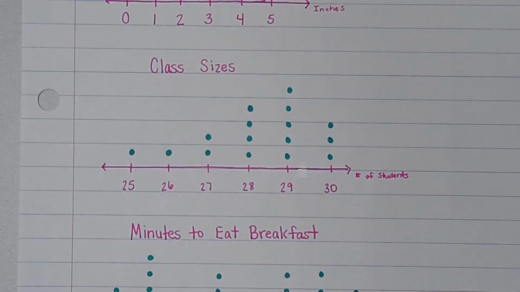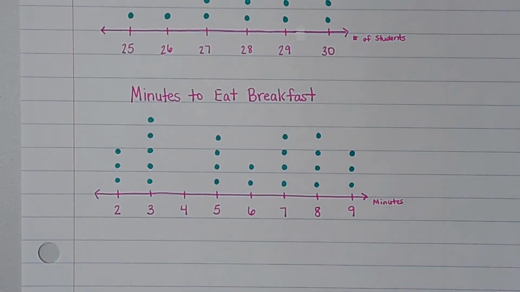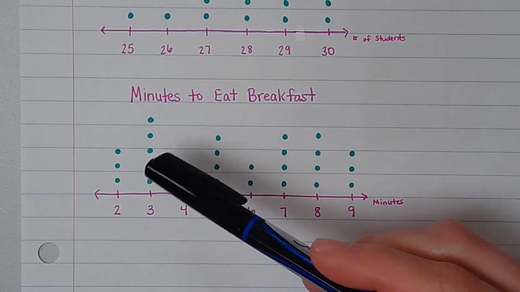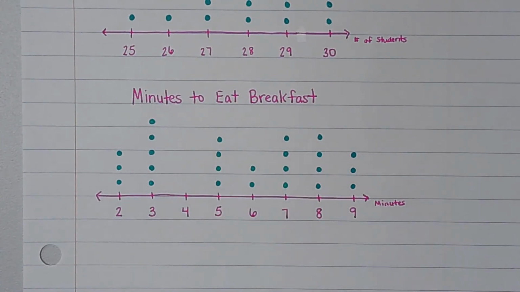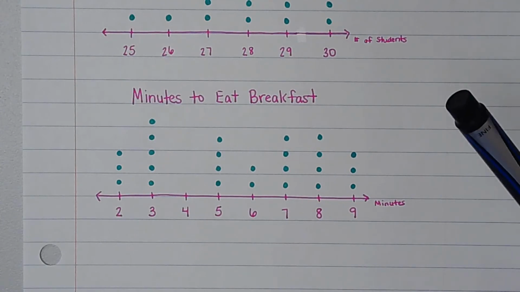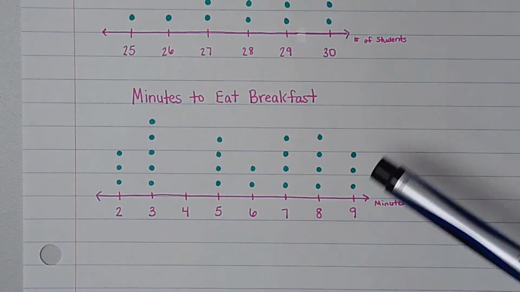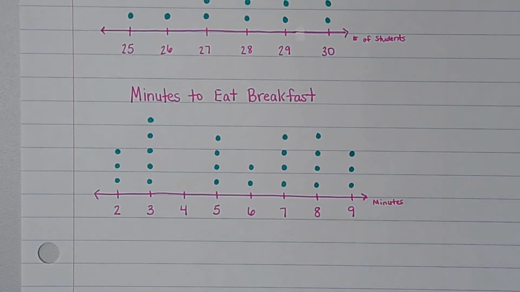Okay? Another example, minutes to eat breakfast. So this one's kind of spread out, but that's okay. You still have a lot of data to look at. They might say, what's the most common number of minutes to eat breakfast? And that would be 3 because 3 has the most number of dots. They might say, what's the maximum amount of time to eat breakfast? That would be 9 because that's the most time that people take to eat breakfast.